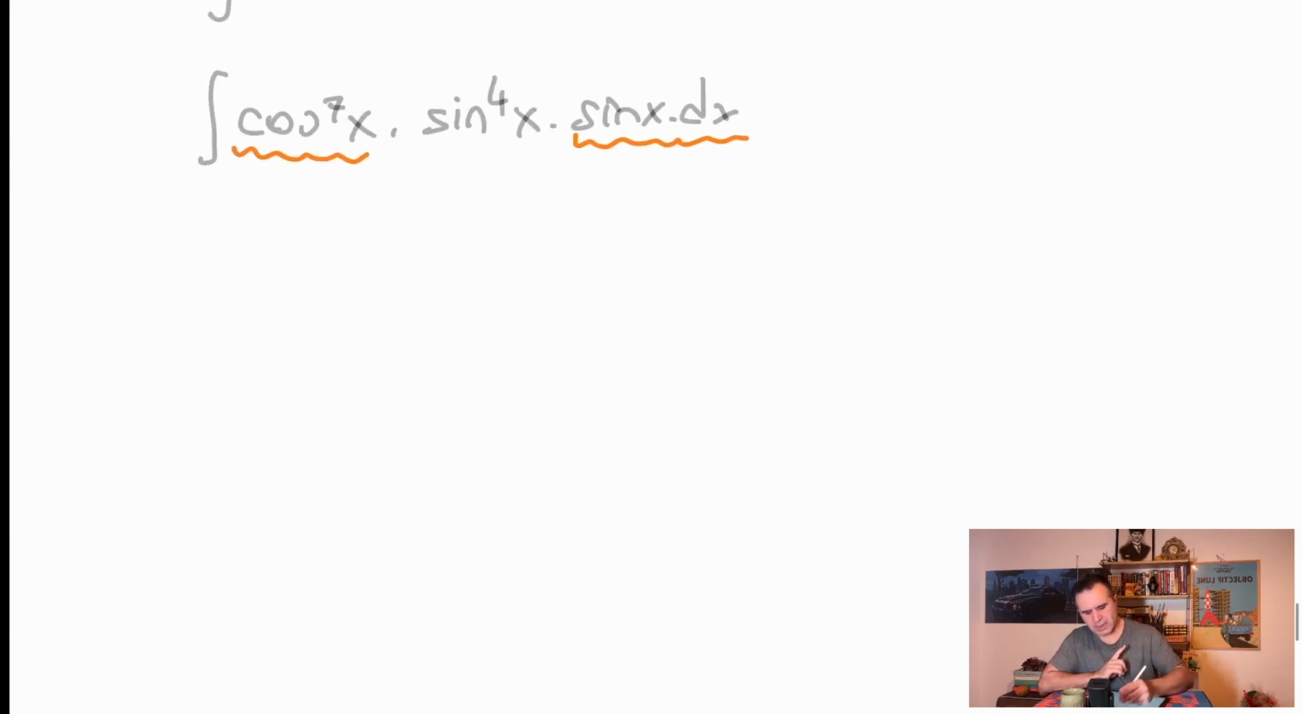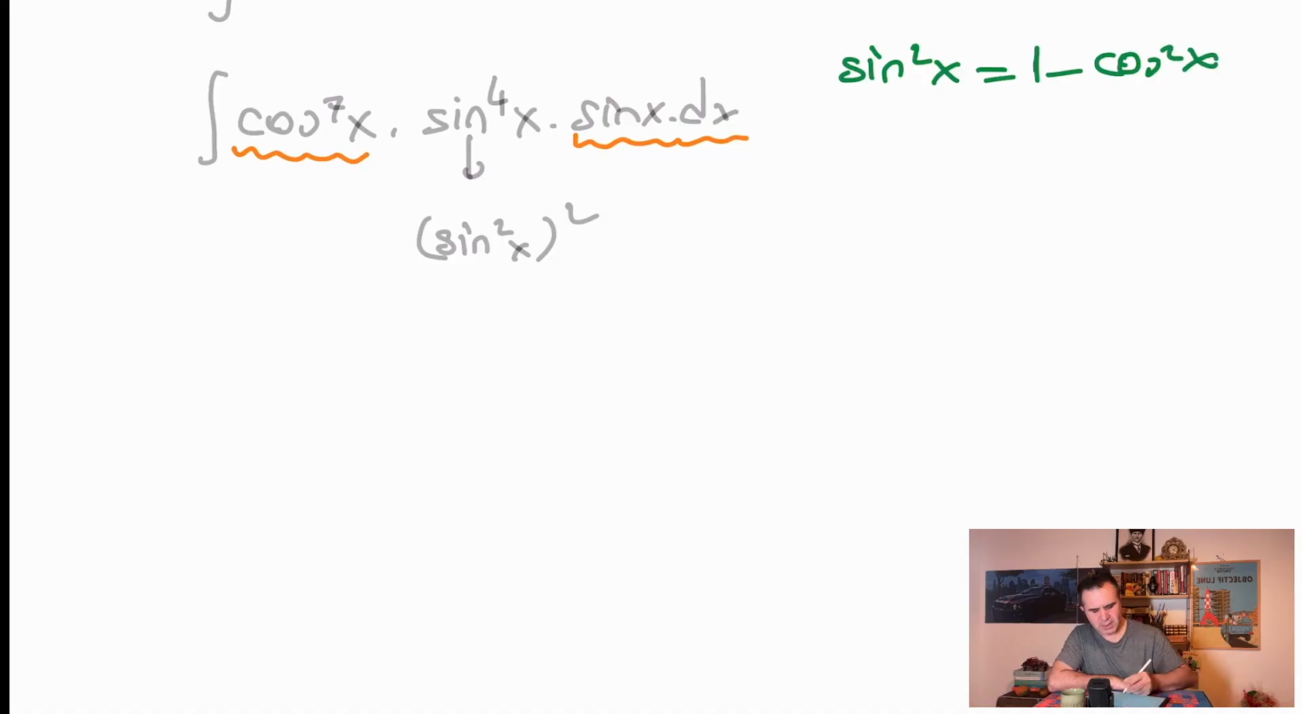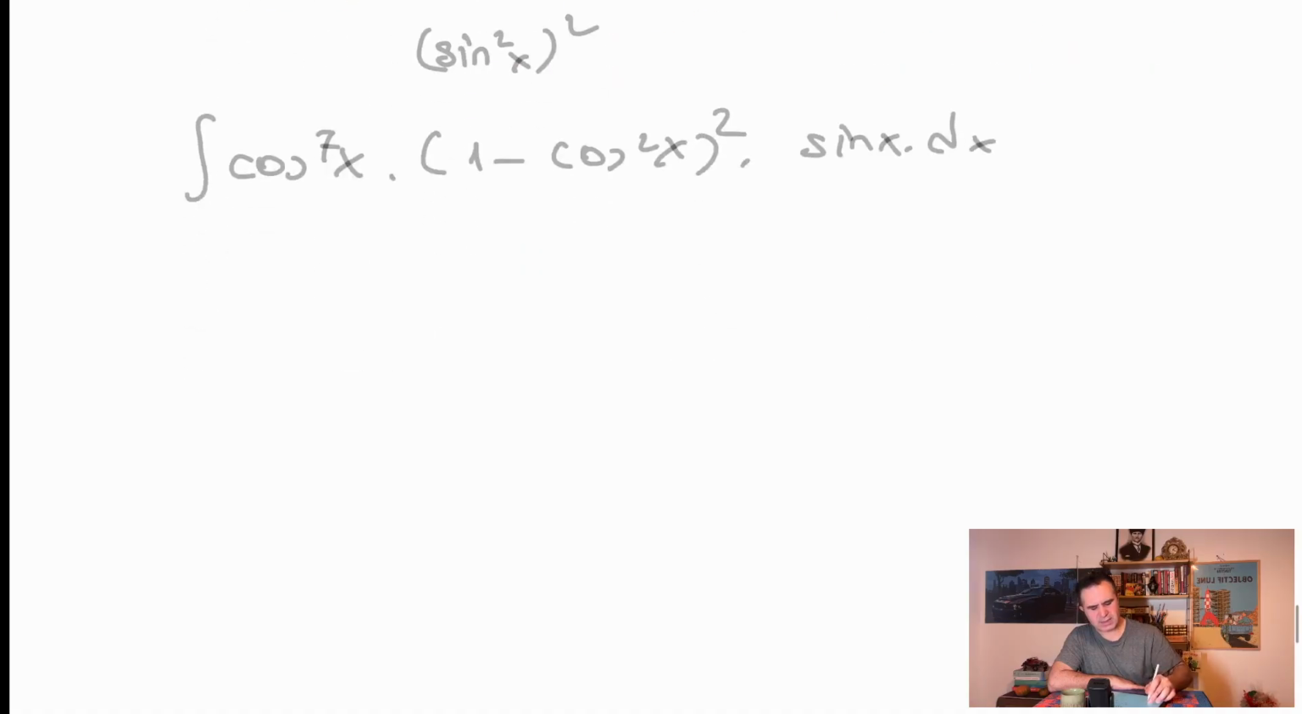Now we know that sine to the power of 4x is the square of sine square of x. And we know that sine square of x is equal to 1 minus cosine square of x. Then the function can be written as cosine to the power of 7x times the square of sine square of x, and this means the square of 1 minus cosine square of x, times sine x dx.